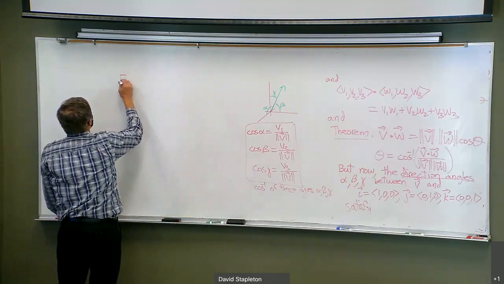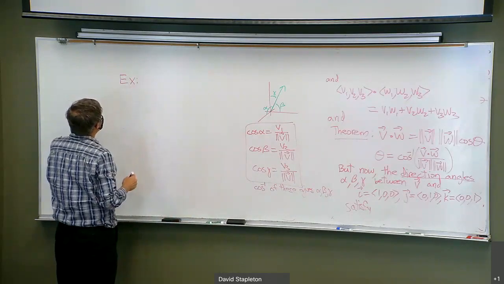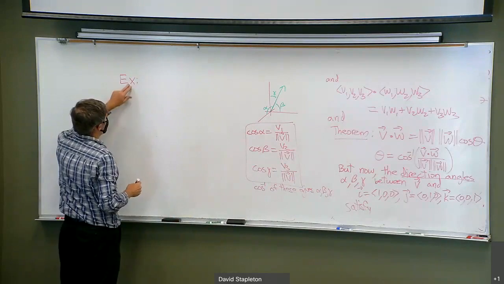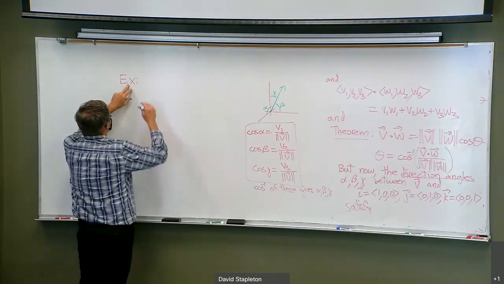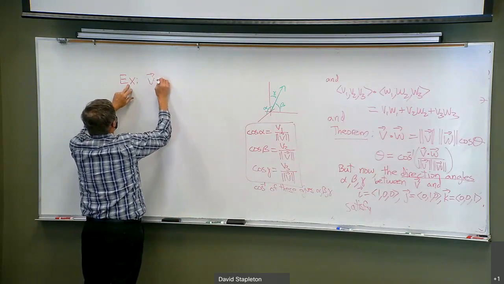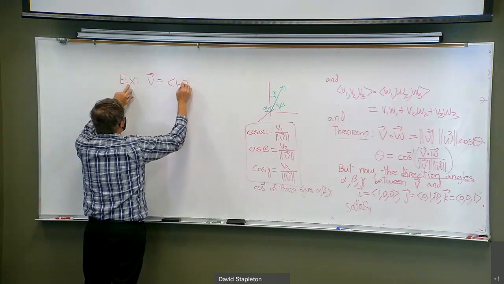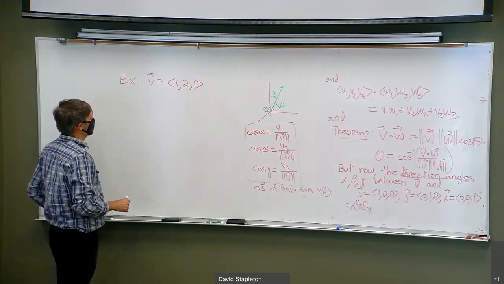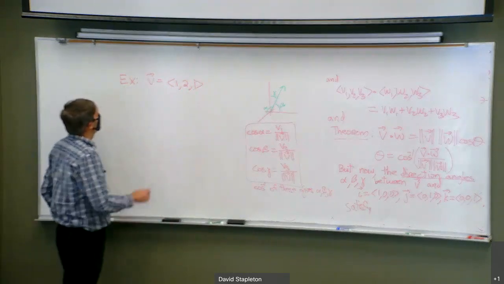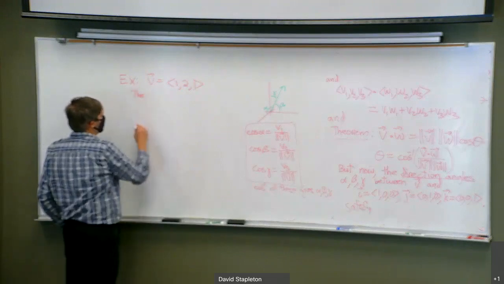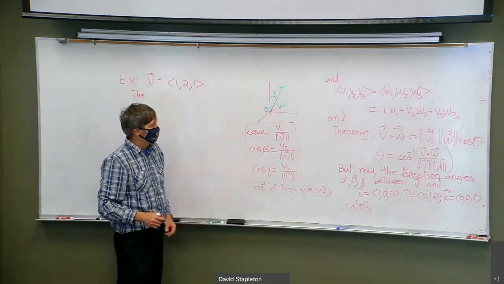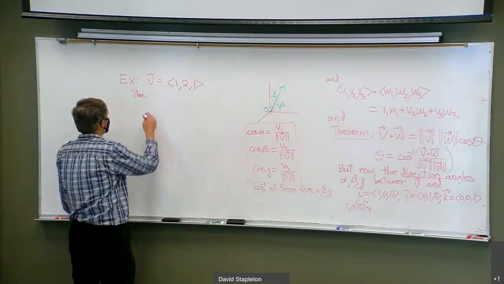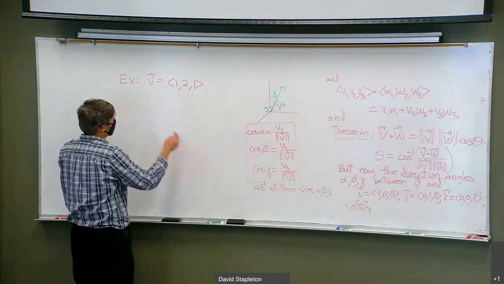So, for example, suppose I took the vector v equals 1, 2, 1. Find the direction cosines for this vector. What angle does it make with the three axes? These are the direction cosines, and alpha, beta, gamma are the direction angles. Let's just say find the direction cosine from which you could take the arc cosine.